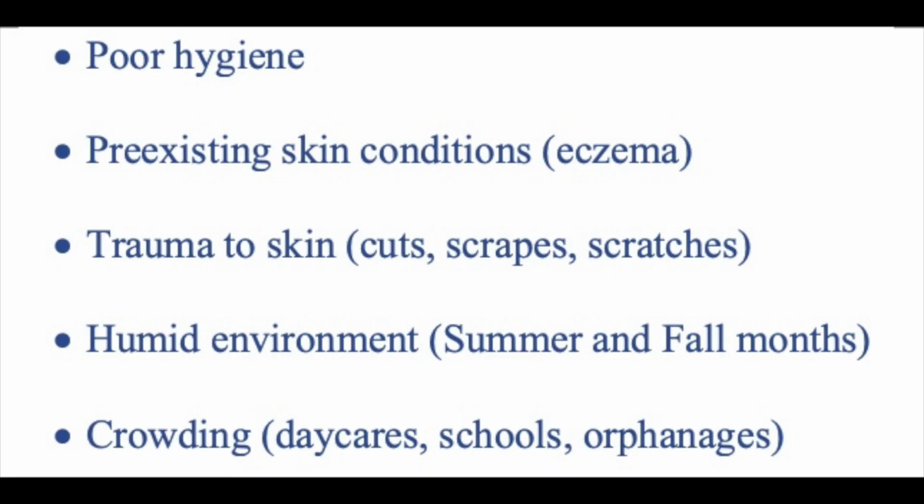Risk factors for developing impetigo are poor hygiene, pre-existing skin conditions such as eczema, trauma to the skin, thus allowing bacteria to enter the skin, and humid environments. You will most often see impetigo in the summer and fall months, and also with crowding, so your schools, daycares, and orphanages.